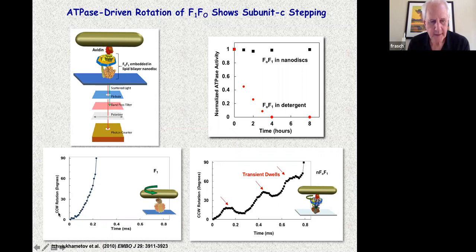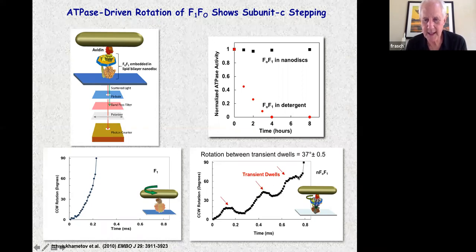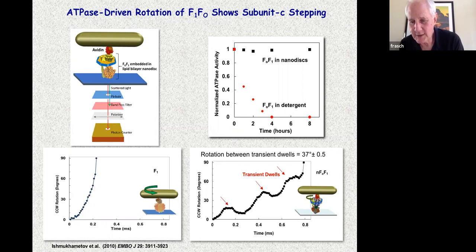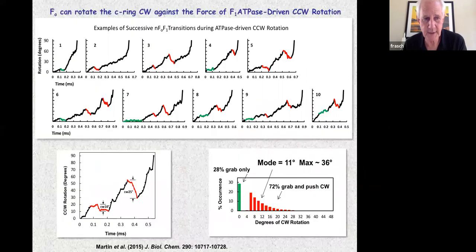Here's the raw data of counterclockwise rotation in degrees versus time when you just have F1 and it's saturating ATP. We still just drive the rotation with ATP for this F1FO. But when we have F1FO, we don't just get continuous rotation. We get these, what we call transient dwells, where it stops rotating, stops rotating, stops rotating, and it turns out, averaging over thousands of these, the transient dwells occur about every 36 degrees. In other words, for each C subunit as it rotates past subunit A.